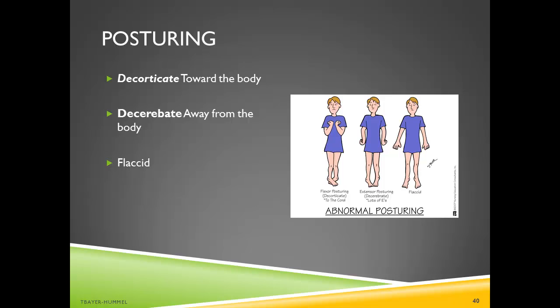Other aspects of assessment would be to evaluate the patient for posturing. Decorticate posturing is posturing towards the body. Decerebrate posturing is posturing away from the body. Flaccid means that there is no muscle tone whatsoever and is actually the worst prognosis.